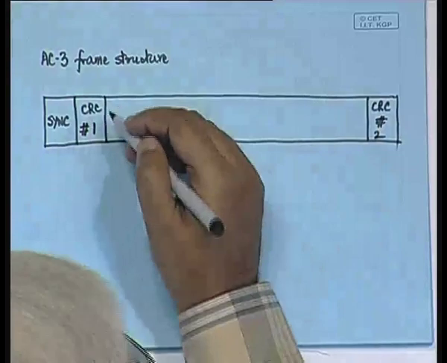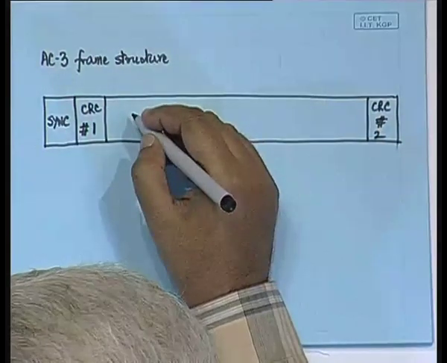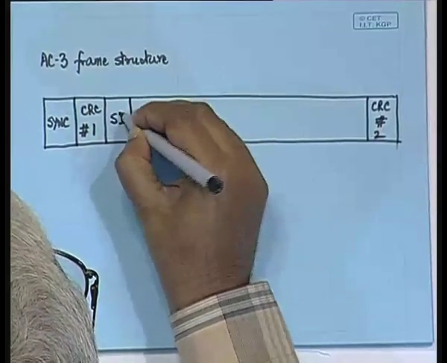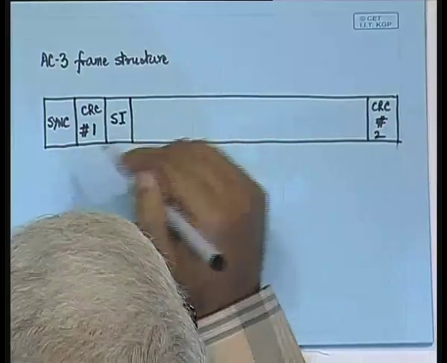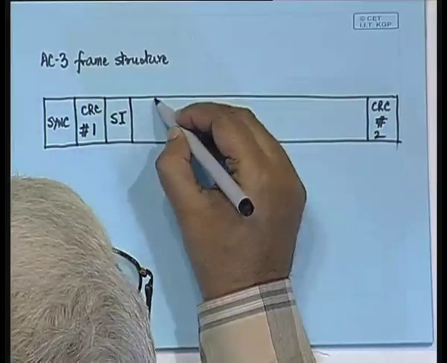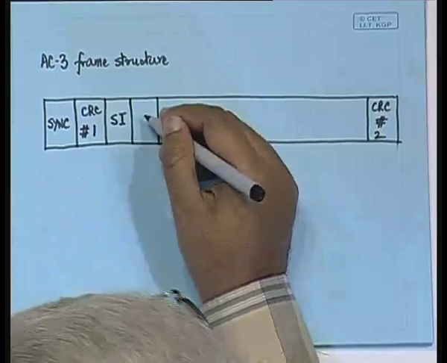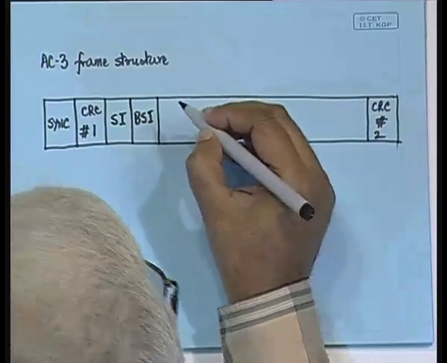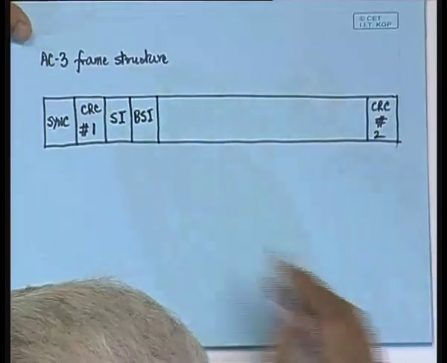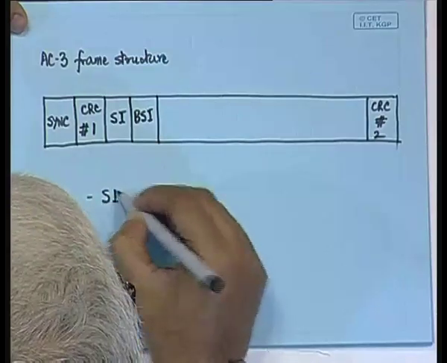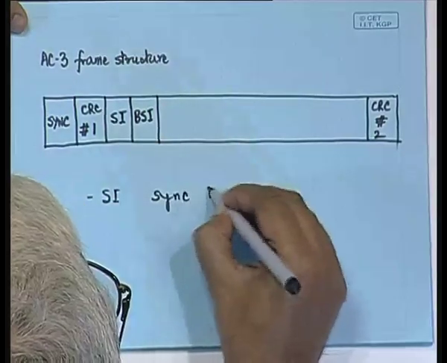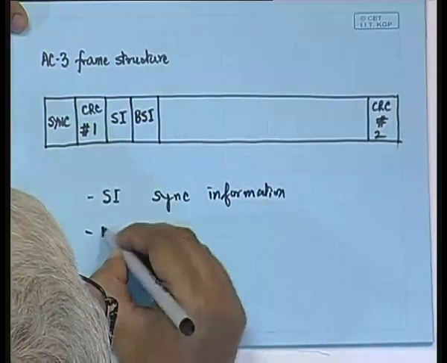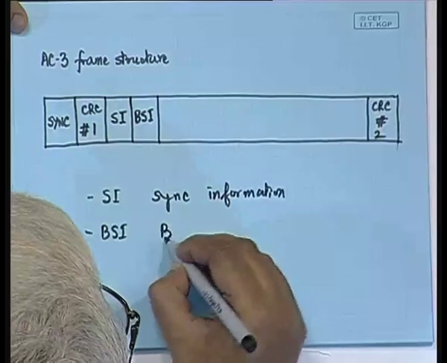Now, after the CRC1 we have the sync information. The sync information, or rather the SI, is followed just after the CRC1, and the SI is followed by the bit stream information. So, there are two fields, SI and BSI. What are these? SI is the sync information and the BSI is the bit stream information.